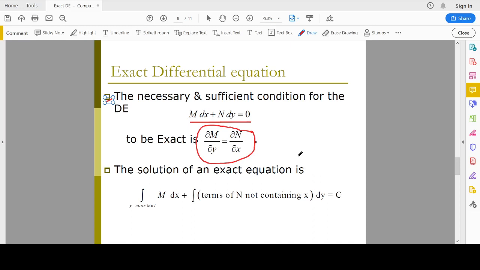If this condition is satisfied, then the given equation is exact differential equation, and solution is given by this equation, means integration of M dx where y is kept constant, plus integration of terms of N not containing x, dy, equal to c.